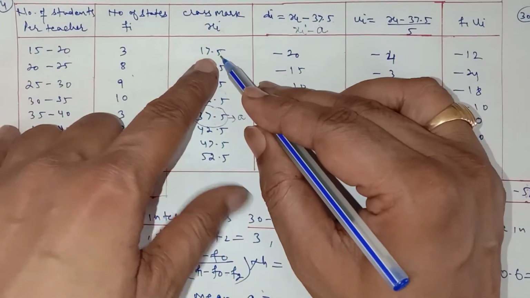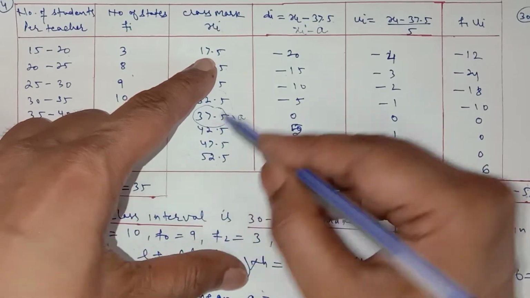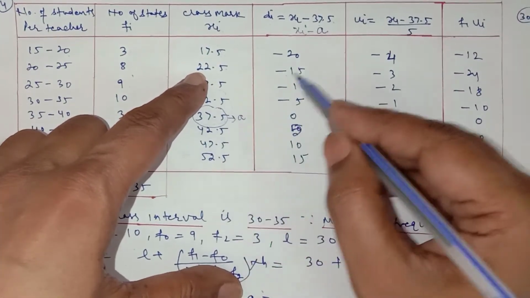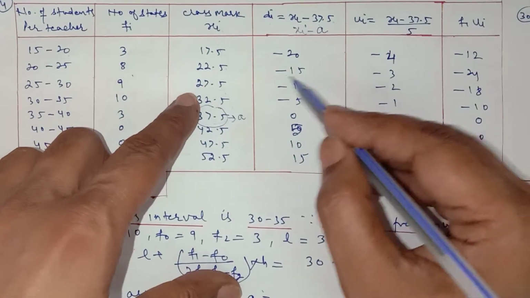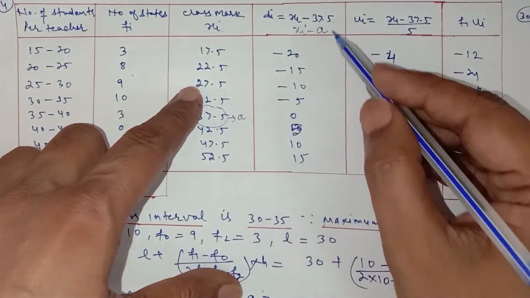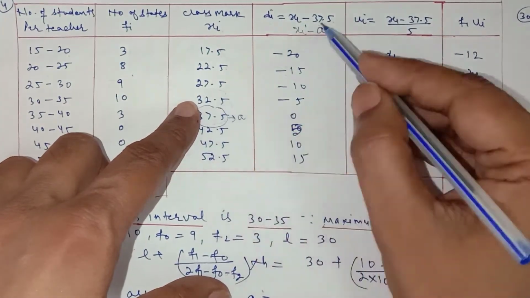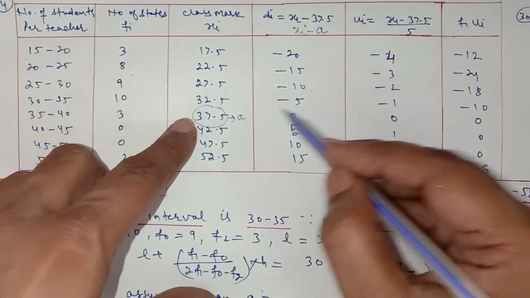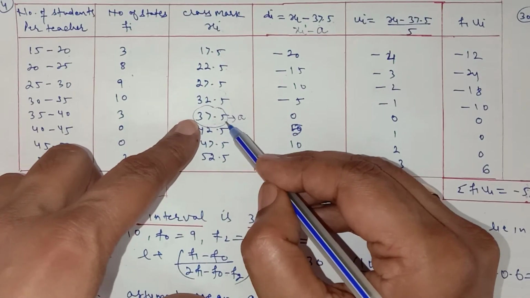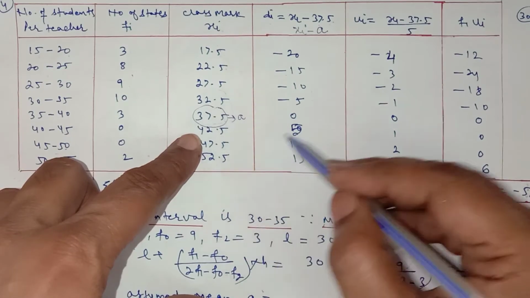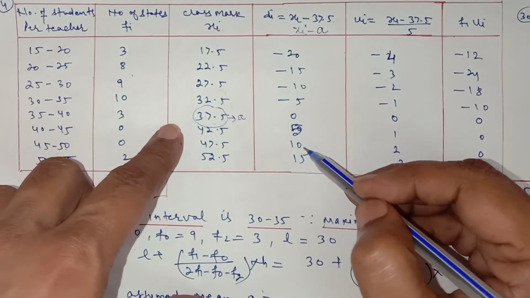So 17.5 minus 37.5 will be equal to minus 20. 22.5 minus 37.5 will be equal to minus 15. 27.5 minus 37.5 is equal to minus 10. 32.5 minus 37.5 equals minus 5. 37.5 minus 37.5 will be equal to 0. 42.5 minus 37.5 will be equal to 5, and so on, that is 10 and 15.